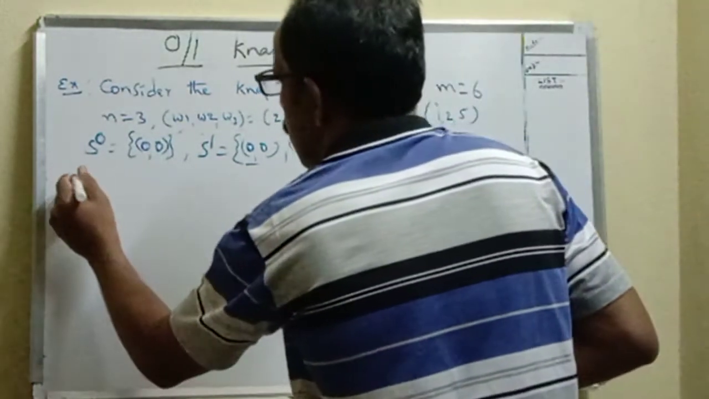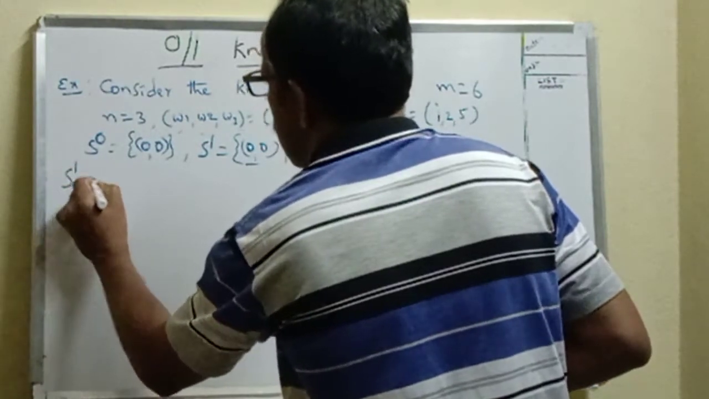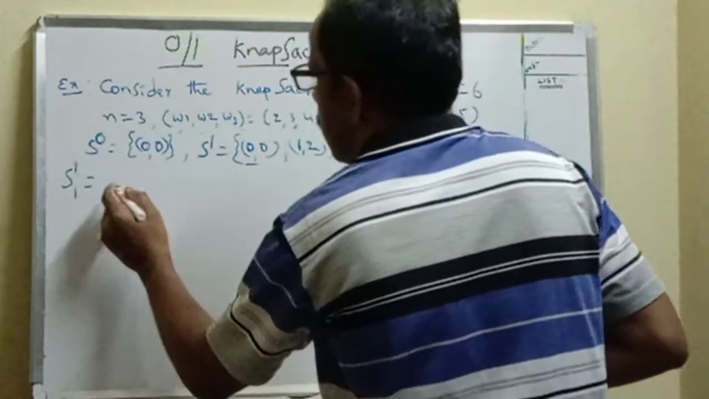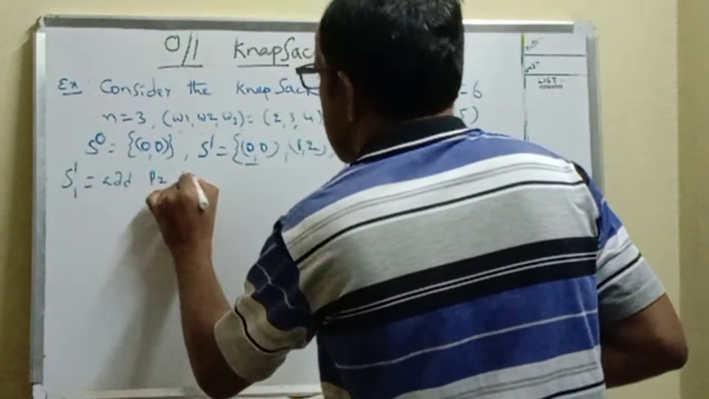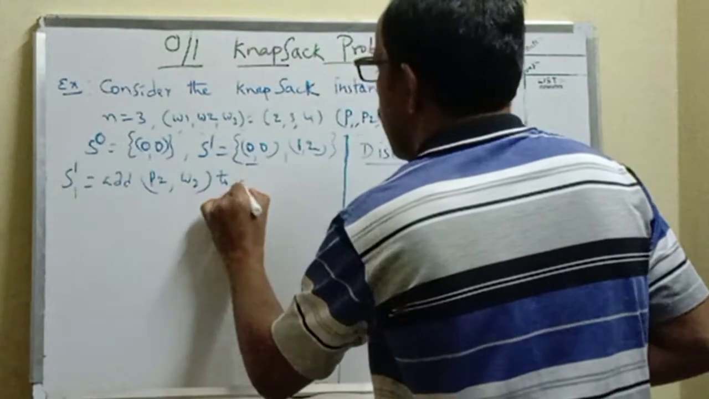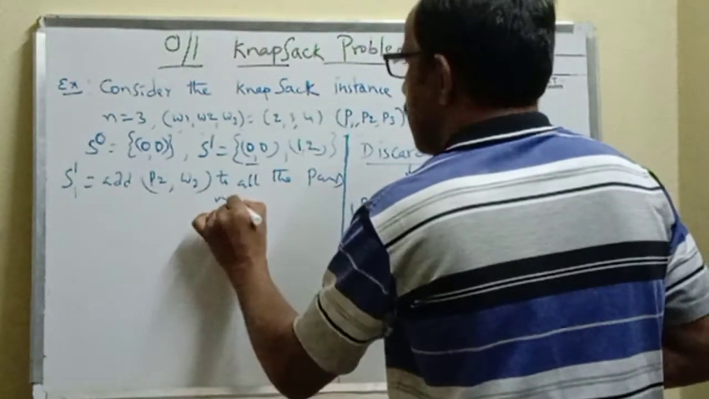Now I am going to calculate S2. How can you calculate S2? First calculate S11. How can we obtain S11? Just add P2, W2 to all the pairs in S1.